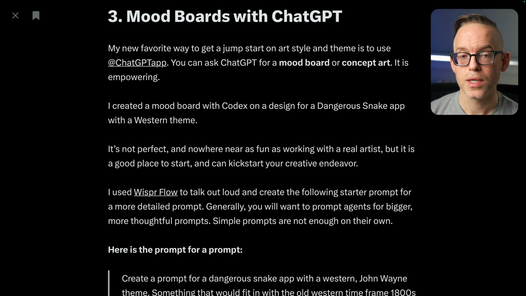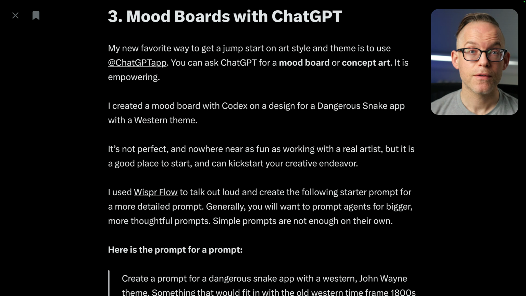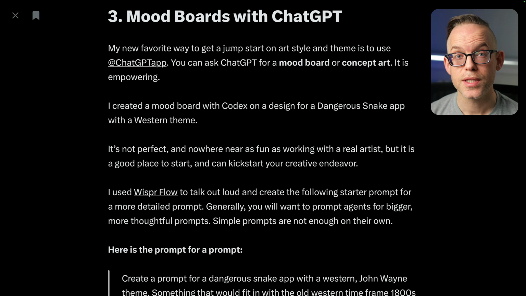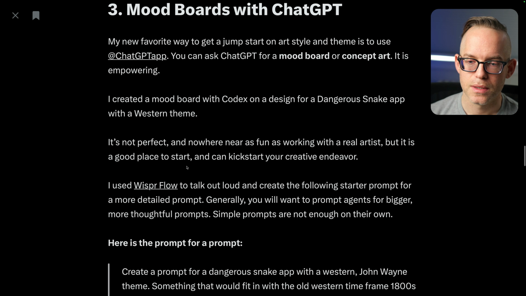The other thing I like doing is mood boards with ChatGPT. And you can do the same thing for App Store icons. I do this just to get a placeholder because it's kind of boring when you just have a blank icon. And so ChatGPT and Codex can help you generate icons and stuff like that.